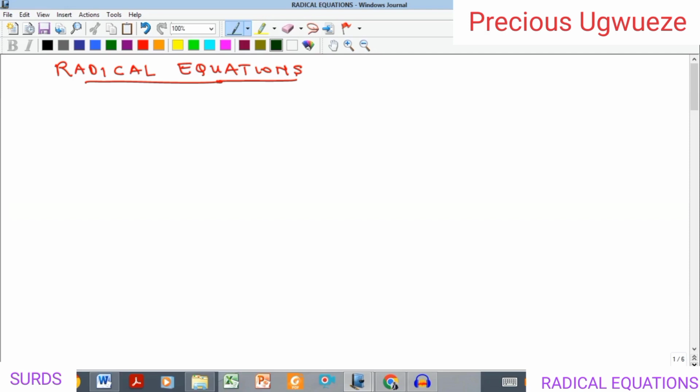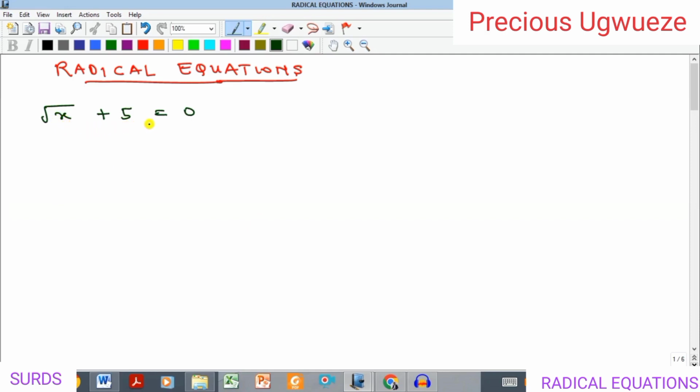The second one is that under the radicals is where the variable that is making that equation an equation is contained. So for instance, let's assume I have the root of x plus 5 equal to 0. Yes, this is a radical equation because in this equation there is a presence of a radical, and then under the radical there is a variable, an unknown.